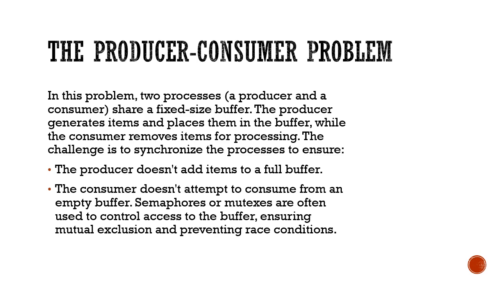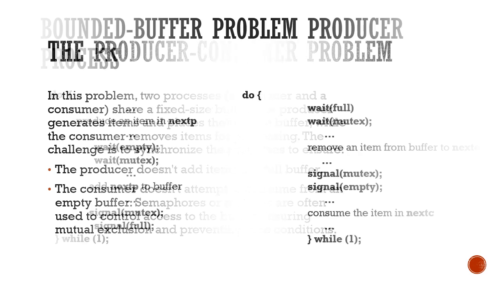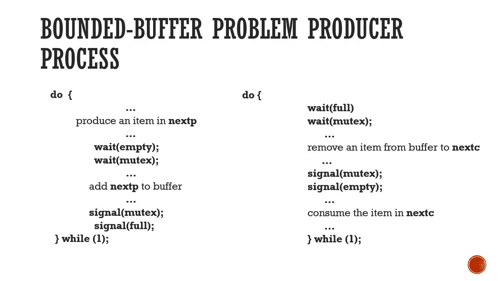Semaphores or mutexes are often used to solve these issues. A producer waits if the buffer is full, and the consumer waits if it's empty. Synchronization ensures that both processes work efficiently without conflicts. The solution maintains mutual exclusion, prevents deadlock, and ensures the proper order of operations, which is vital for building stable, concurrent systems. The provided code demonstrates the producer-consumer problem, specifically the bounded buffer problem, using semaphores for synchronization.